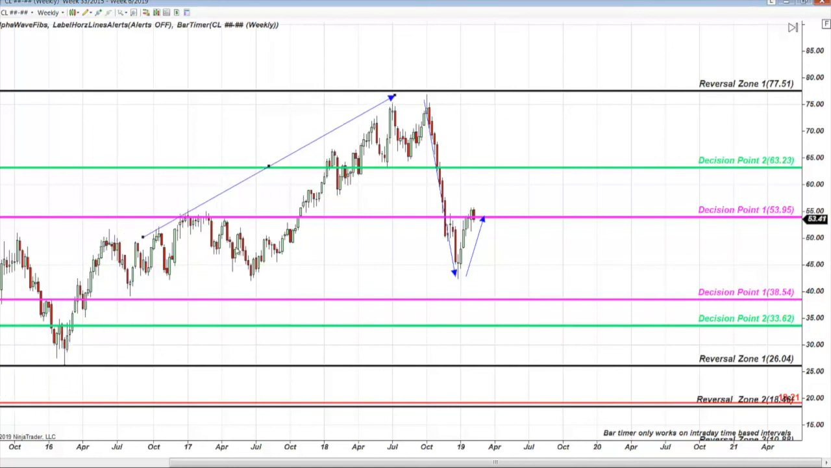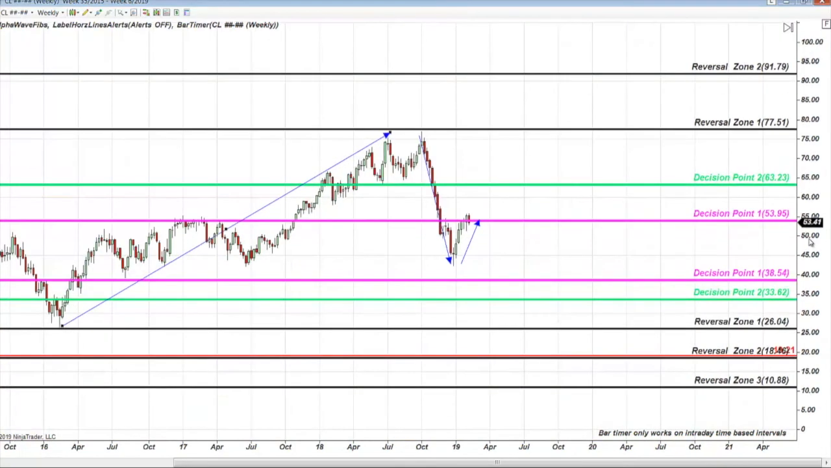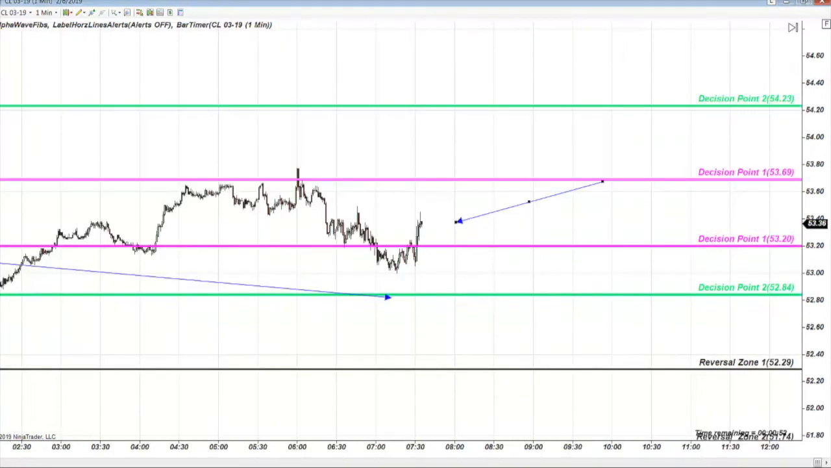26 area on oil, and where oil sold off, no surprise: 77. With 54 being major institutional resistance, in front of you at the time of the news.